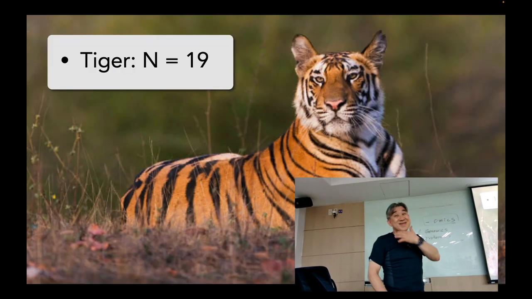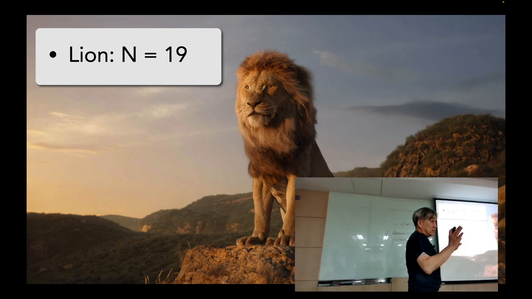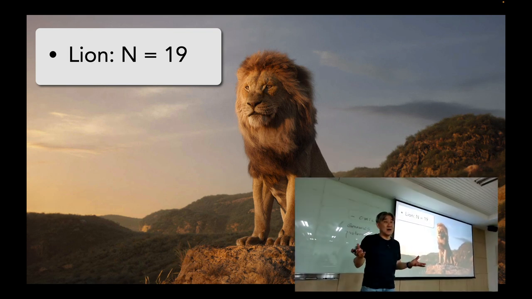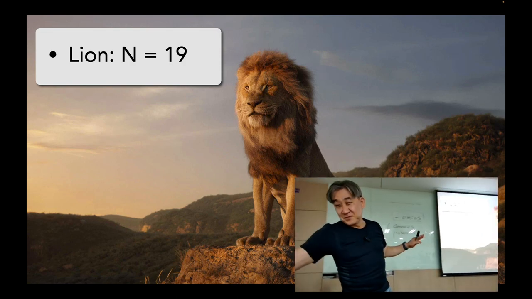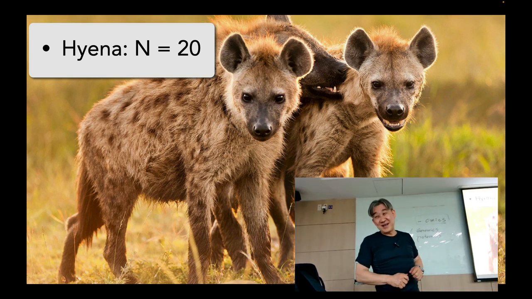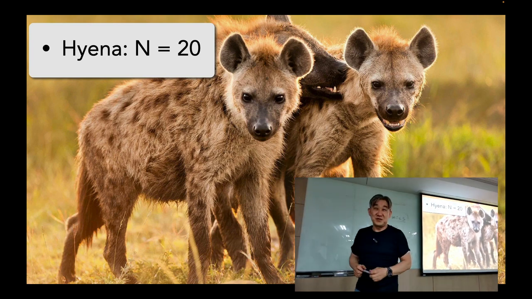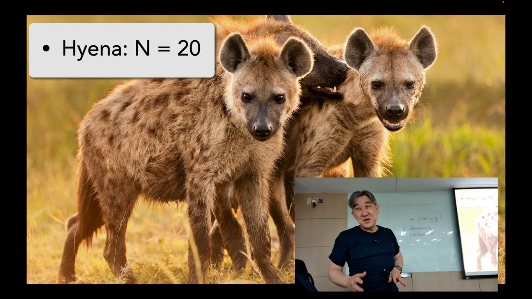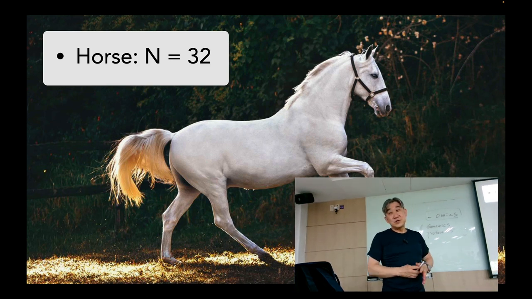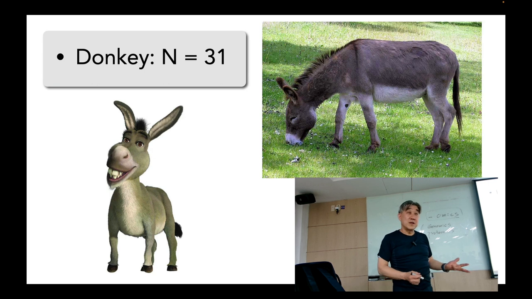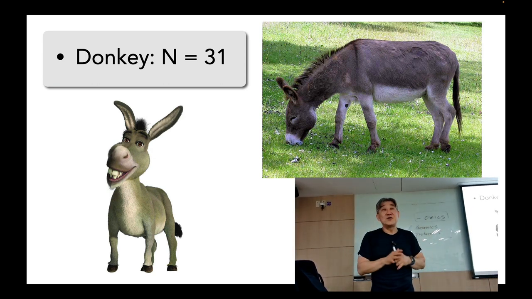You can keep going on. Tiger, N equals 19. Wow. And lion, 19. That's why a hybrid between tiger and lion can be possible. Hyena, on the other hand, N equals 20. No wonder hyenas and lions are always such fierce, hated enemies. Joking aside, horse, 32 chromosomes, haploid. Donkey, 31. That's why donkeys and horses cannot produce viable offspring.